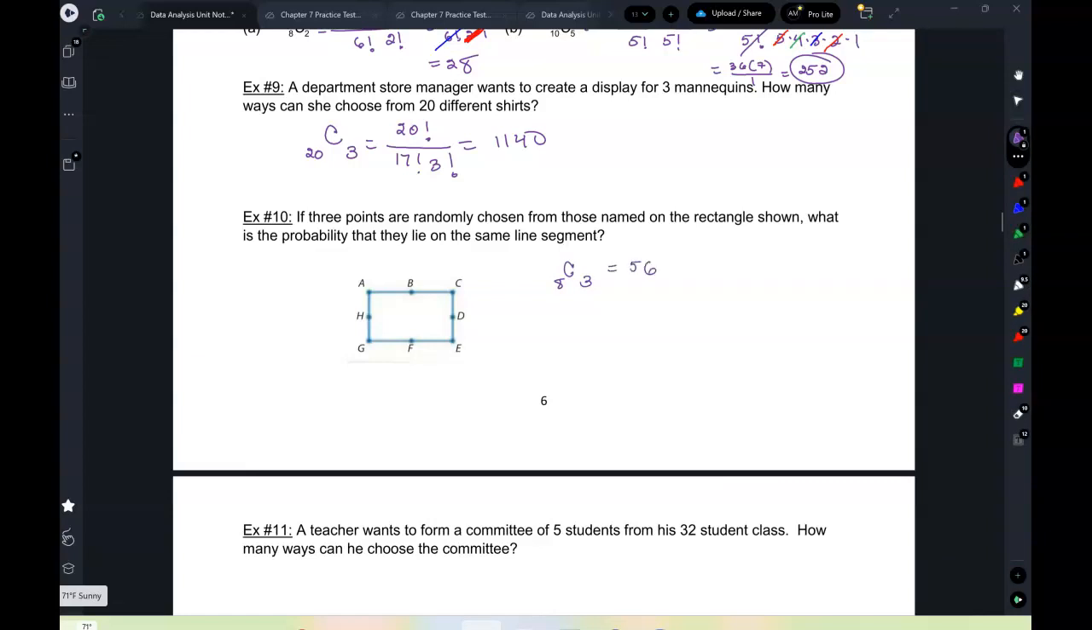And now, what is the probability that they lie on the same line segment? Okay, so there are 4 places that it could lie on, so it's going to be 4 over 56. And then you simplify that. On each side of the rectangle 3 points are on each side, so there are 4 ways in which all 3 points are on the same side.